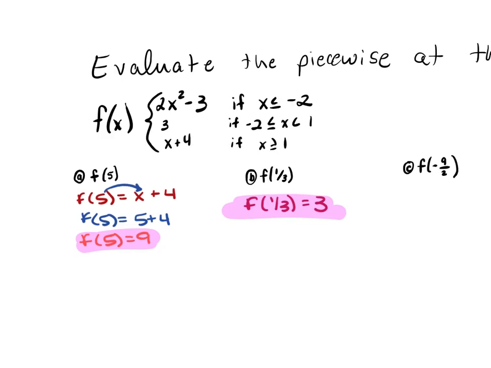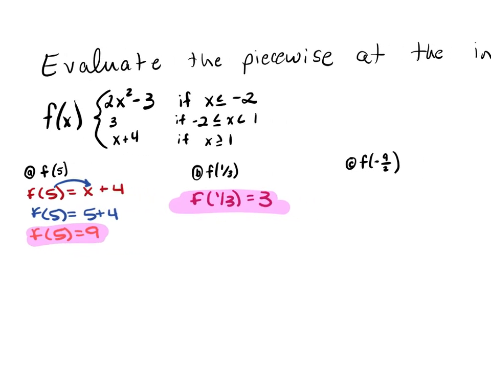For C, we have f of -9/2. -9/2 is the same thing as -4 1/2. So use each of these inequalities to see which one gives you a true statement. Is -9/2 less than or equal to -2? Yes. So use the 2x squared minus 3.